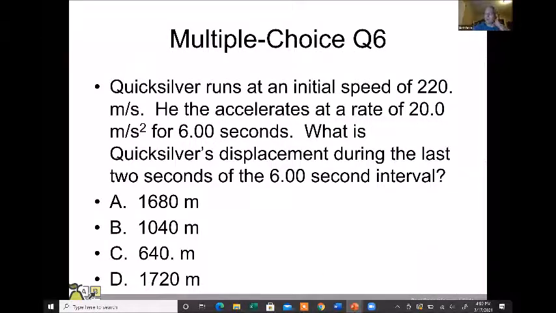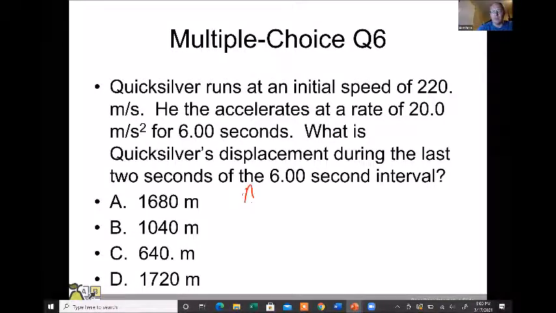So we have Quicksilver, who runs at a speed of 220 meters per second. He then accelerates at a rate of 20 meters per second squared for 6 seconds. What is Quicksilver's displacement during the last 2 seconds of the 6-second time interval?